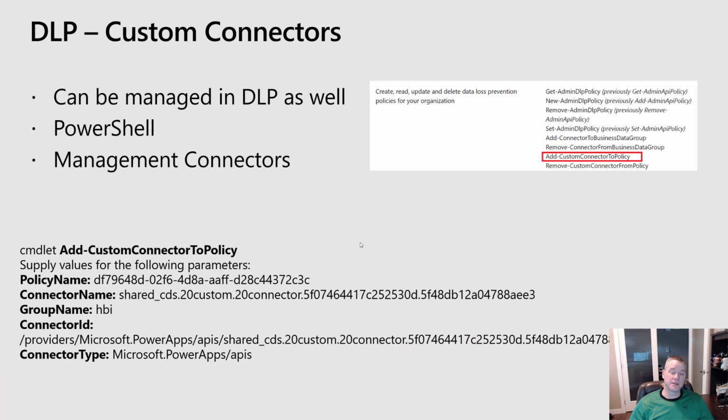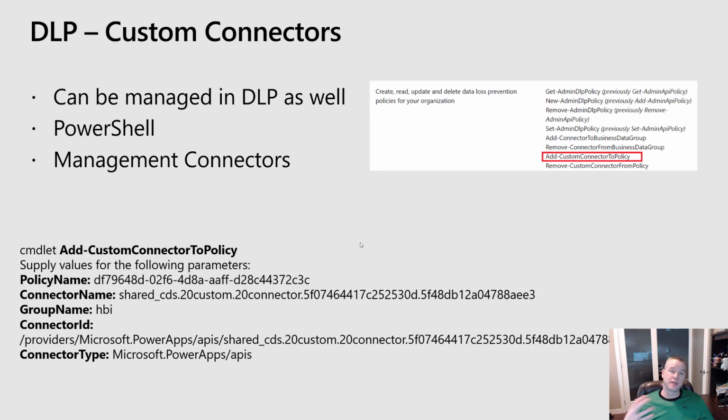Similarly, with custom connectors, it is important to understand their behavior. By default, custom connectors are managed by DLP policies, but, and the big caveat is but, when a custom connector is created, it will be put into the default data group, which is typically your no business data allowed data group unless you change it.